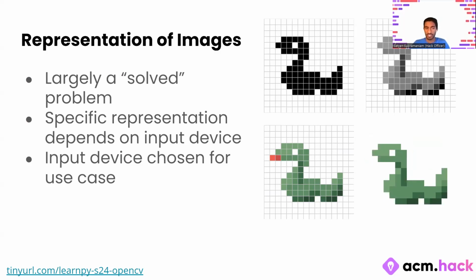Generally, the specific representation will depend on the specific input device that you're using, and you'll choose the input device for the specific use case. As an example, if you want to program a self-driving car, you'll probably want something that can take a very large amount of input. For example, you can use a traditional camera.